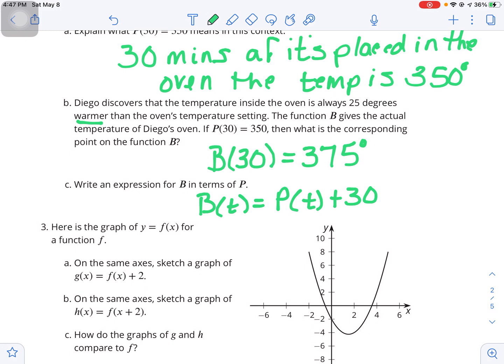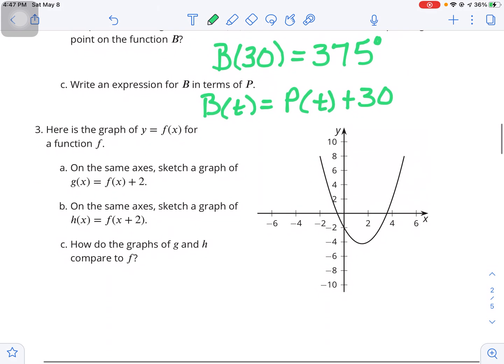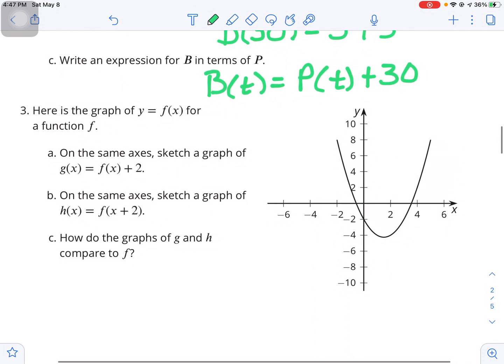Okay, so here is the graph of y is equal to f of x for number 3, for a function f. On the same axis, sketch a graph of g of x equal to f of x plus 2. So plus 2, so every output, every y value, is going to be two units above where it's at now. So I'm just going to plot a couple of key points here. Can't really see much, but something like this.